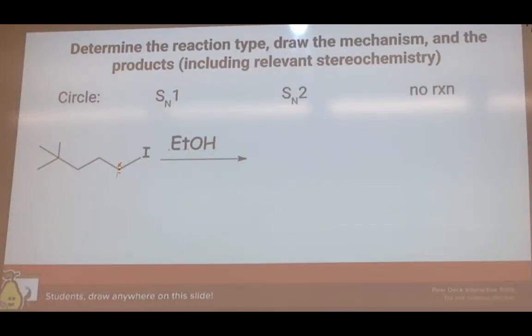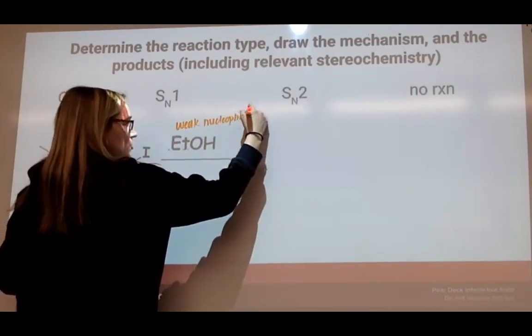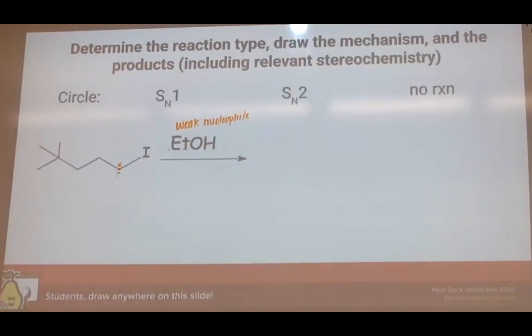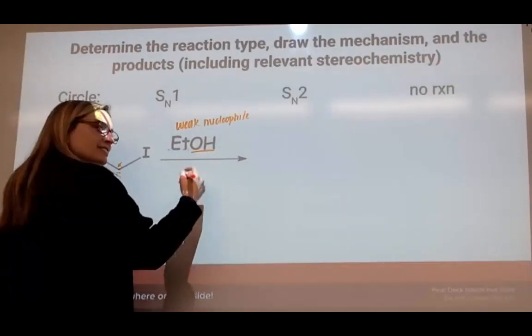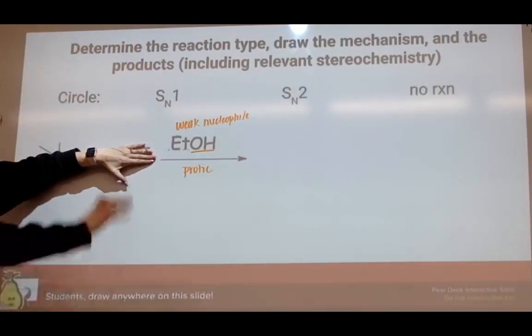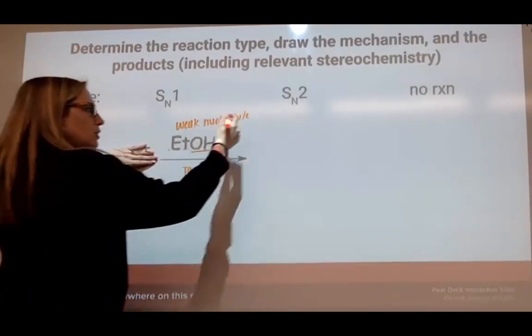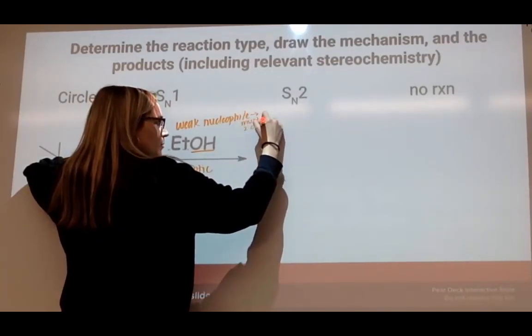Now, we have to pay attention to this primary, but I do want to look at the nucleophile and the solvent. EtOH is ethanol. Is ethanol a strong or a weak nucleophile? It's a weak nucleophile. Water and alcohol are weak nucleophiles. It does not have a negative charge. Can ethanol hydrogen bond? Yeah, right, this OH allows it to hydrogen bond, so this is a protic solvent. Now, without looking at our reactant, just looking at our conditions, remember a weak nucleophile cannot attack all at once. So it must be a two-step reaction.